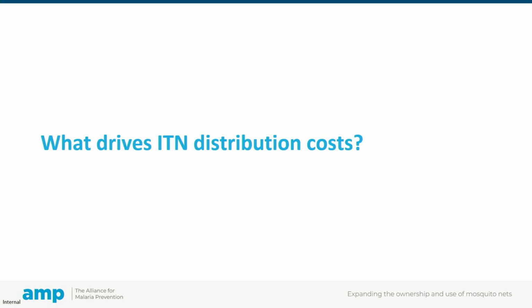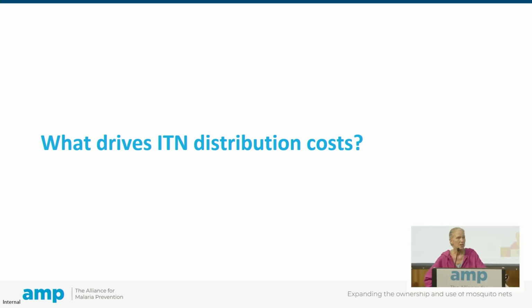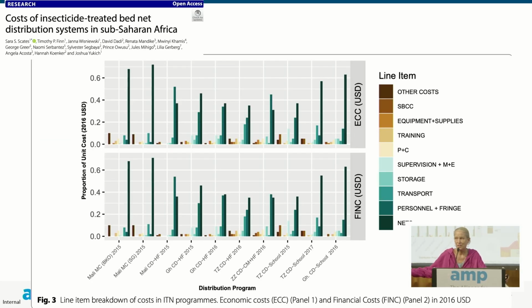So what drives ITN distribution costs? In any channel that you are putting ITNs through, what is driving the major cost? The net. So if we can buy fewer nets, we can figure out where we're going to put extra money. So it doesn't matter whether it's routine, school, community, campaign, private sector. The cost driver of every system for nets is the net. The more you buy, the more you spend. We're all clear on that, right?